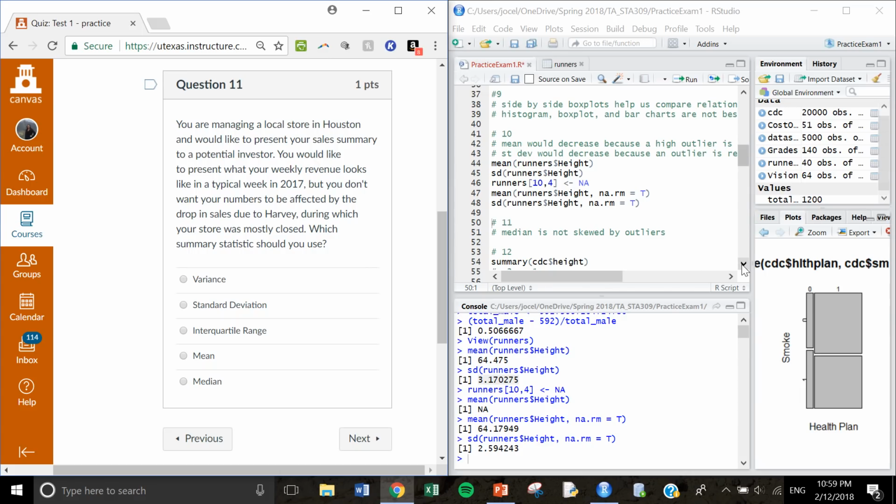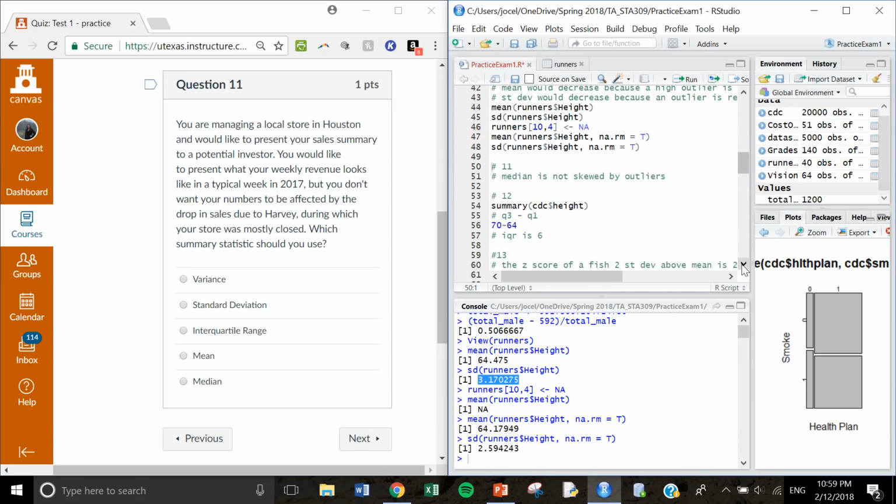Question 11. You're managing a local store in Houston. You present your sales summary to a potential investor. You would like to present what your weekly revenue looks like in a typical week in 2017, but you don't want your numbers to be affected by the drop in sales due to Harvey. Which summary statistic should you use? So we want to show what a typical week is like. So we're not trying to measure the spread of the data, really. We're trying to get an average of the data. We're trying to get something describing the center of the data rather than the spread.